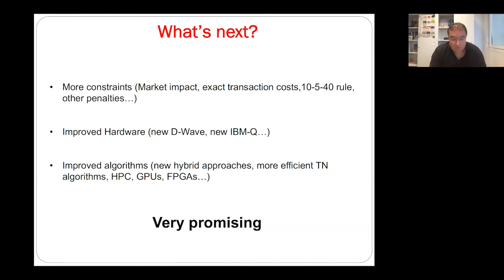So my conclusion is that the results are starting to look very promising. We managed to solve this dynamic portfolio optimization problem for a very large data set and for many qubits with real data. But this is a lower bound. Things can only get better from here. Good, and I think I'm already on time.